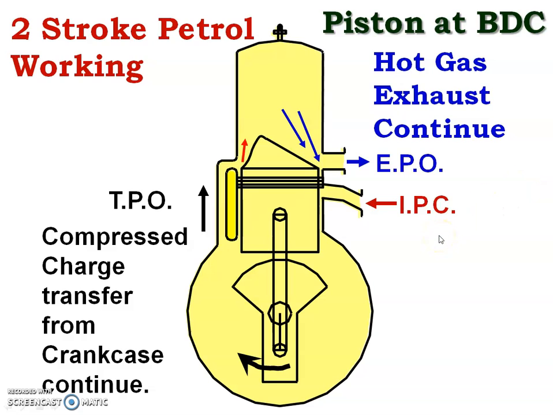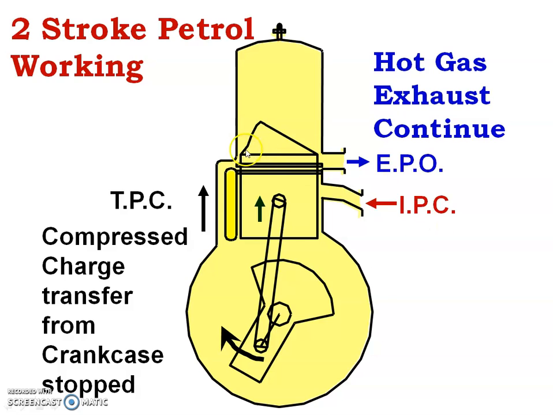Now the piston is moving up. As the piston is moving up, which port will close first? You remember, during downward movement, which port was opened first and second? And now during backward movement, that is from bottom dead center to top dead center, which port will close first? Yes, the transfer port closed. Again the exhaust port is open, so now transfer has stopped, but the exhaust continues.